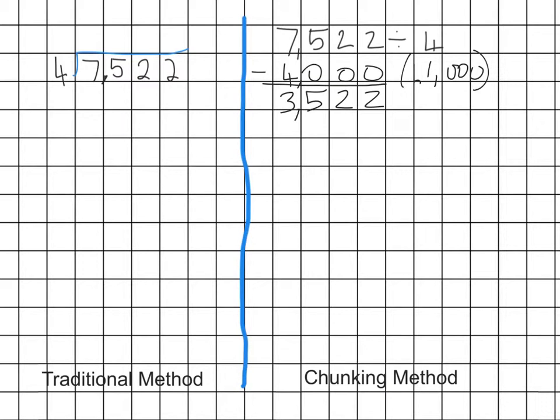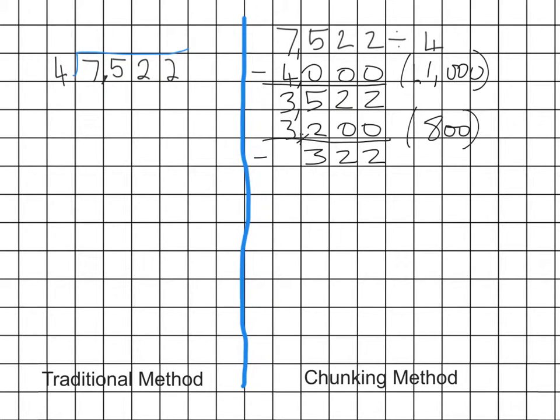Then I think of 3,522 and 3,500 in particular. I will get rid of 3,200 because I know that 8 times 4 is 32. So 800 times 4 gives me the 3,200 I can subtract in this chunking, and that will leave me with 322.